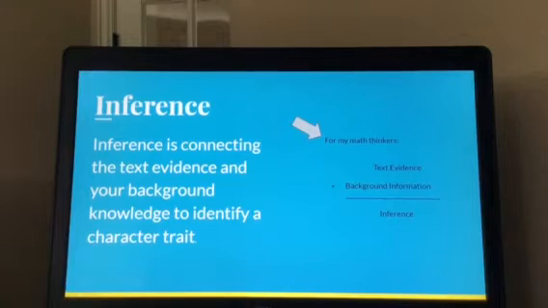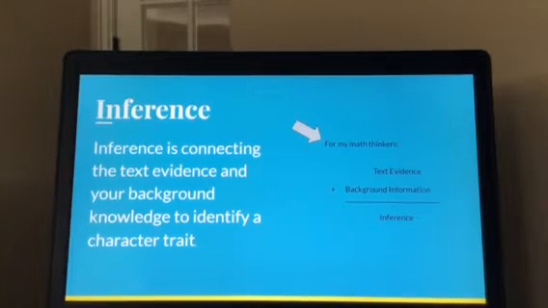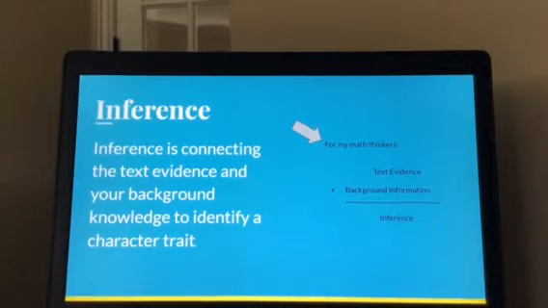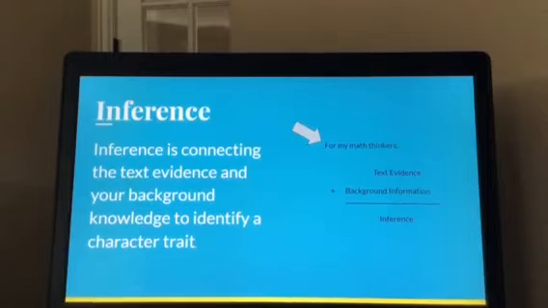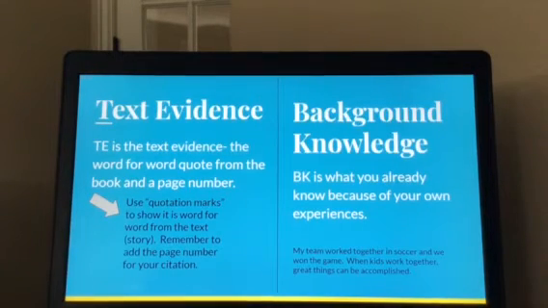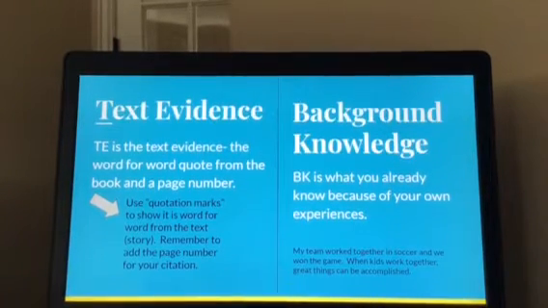Another reminder is that an inference is connecting the text evidence and background information to identify a character trait. Here's something for your math thinkers. We had this on the board on a strip of paper: text evidence plus background information equals inference. Text evidence is words directly, word for word, with quote marks around them from the text. You also put the page number that you found it on. Background knowledge is what you already know.